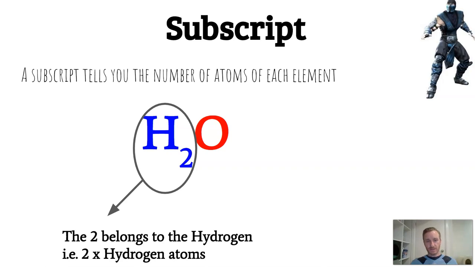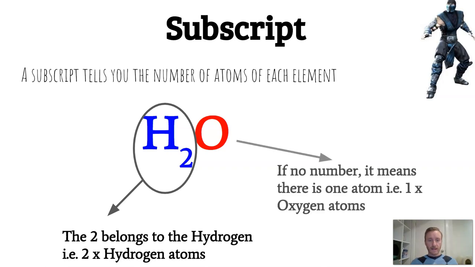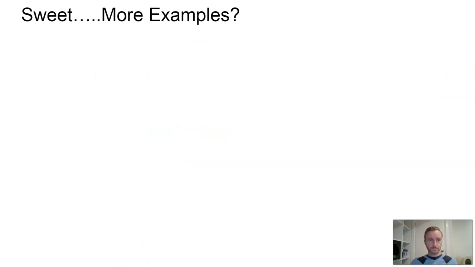It's always belonging to the letter or symbol that it's after. And so it's 2 hydrogens. And there is no subscript on oxygen, so we have to assume that there's just 1. The fact that O is written there means there is at least 1 oxygen. And if you don't see a subscript, it defaults to 1. So there's 1 oxygen. Sweet.